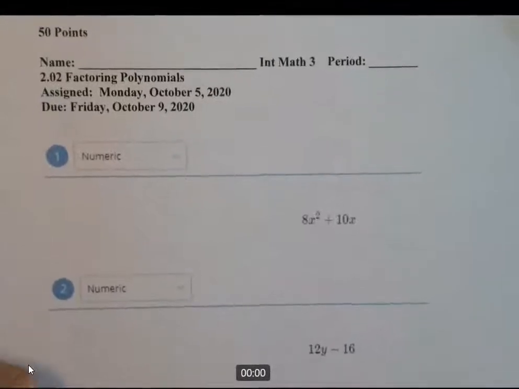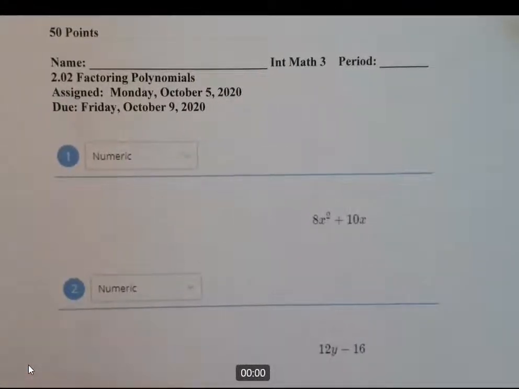Integrated Math 3, this is assignment 2.02, factoring polynomials. This is the solutions video. It's also going to kind of double as the instruction video until I get the actual instruction video made. But this is what you really need to do to turn it in.